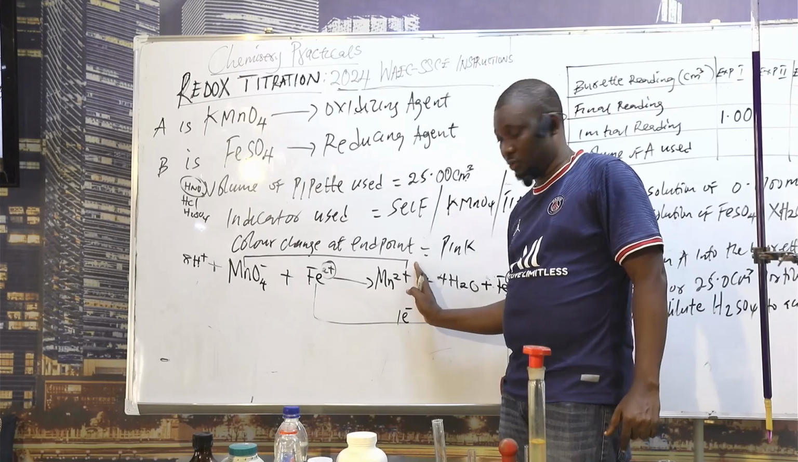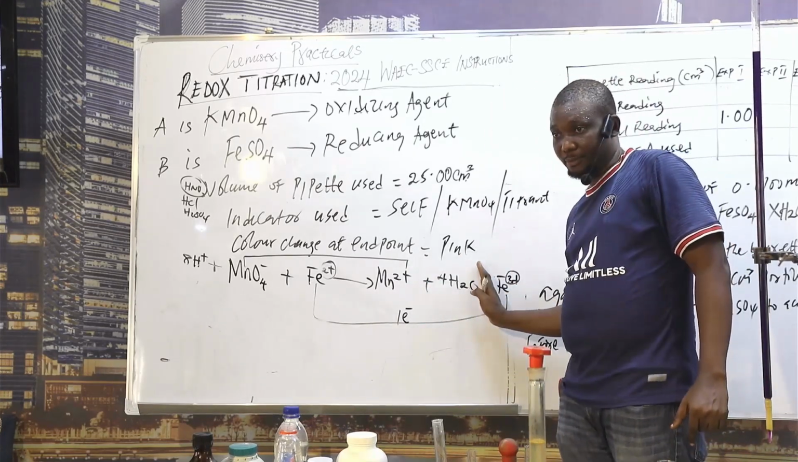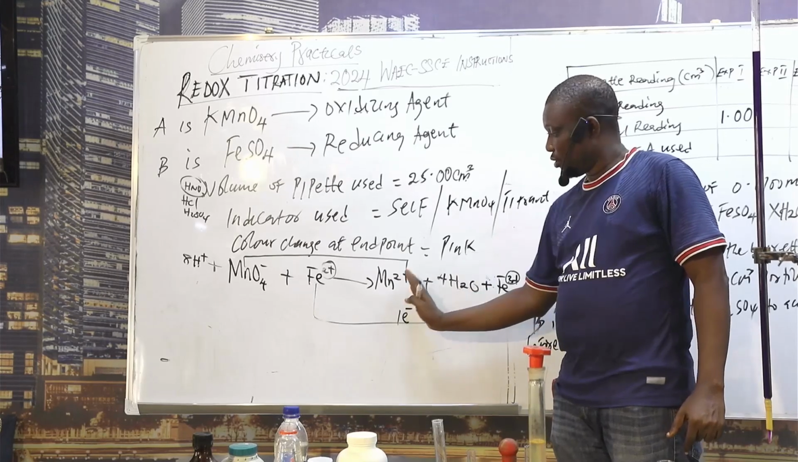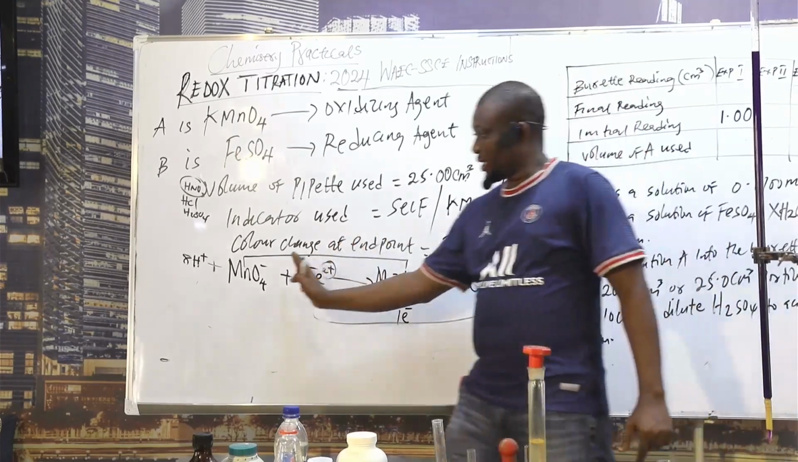How many do you have here? 2. How many do you have in water? 0. Water is neutral. So 2 plus 0 is 2. So you have total net charge of 4.